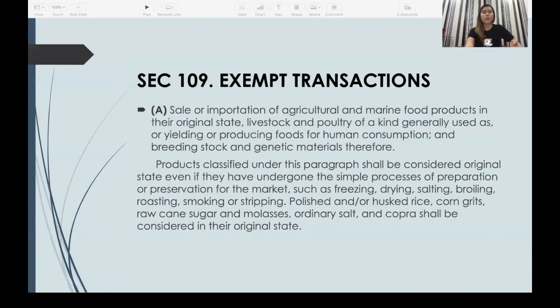Now, the next slide will be what I mentioned earlier, the 28 VAT exempt transactions. So, under Section 109. First is a sale or importation of agricultural and marine food products in their original state, livestock and poultry of a kind generally used as or yielding or producing foods for human consumption, and breeding stock and genetic materials therefor. If you remember, it is the same with the example I gave.